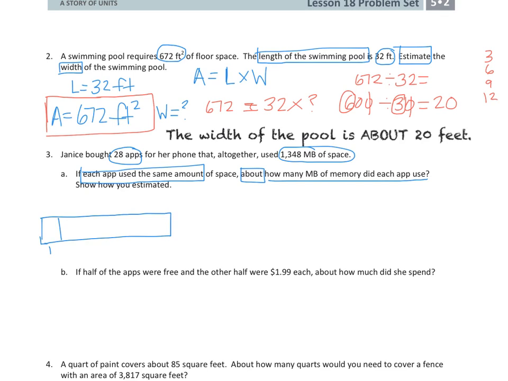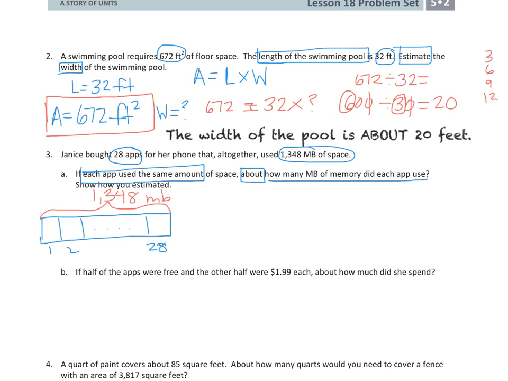So I'm going to say app number 1, app number 2, and then app number 28. So I'm not doing all 28 boxes, but I am showing that by starting with 1 and ending with 28, all of these numbers right here represent from 1 to 28. Now, all of these 28 apps, the space that it takes up on her phone is going to be 1,348, and then it's going to be megabytes.